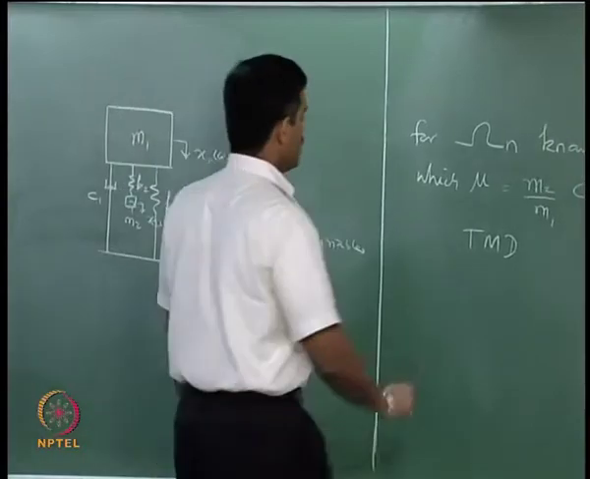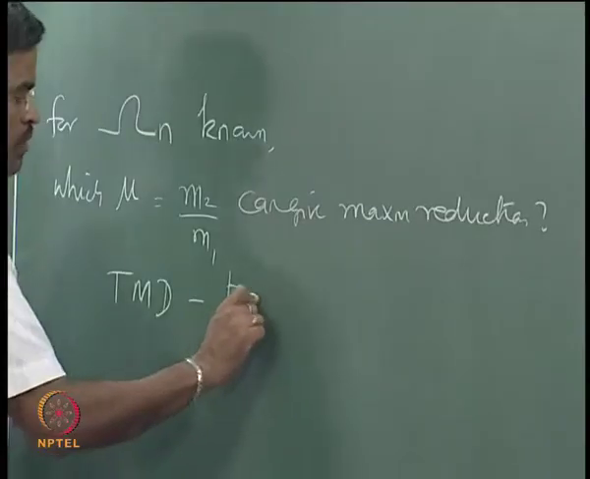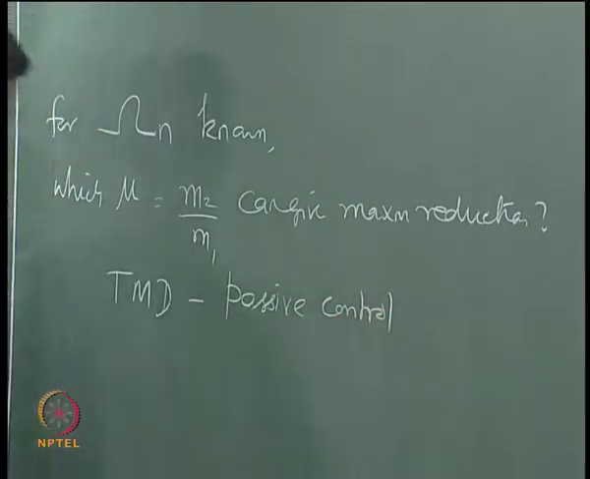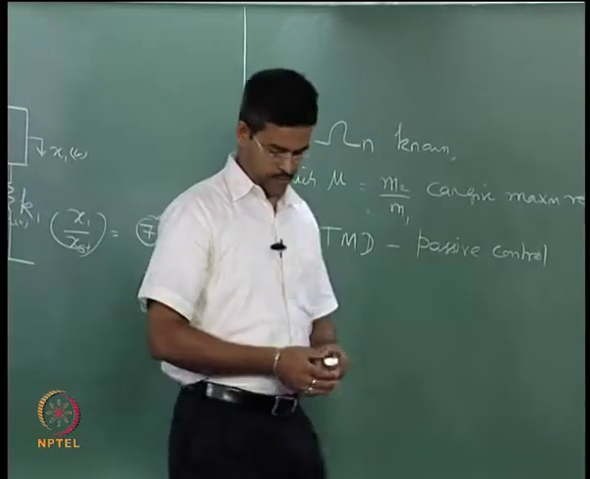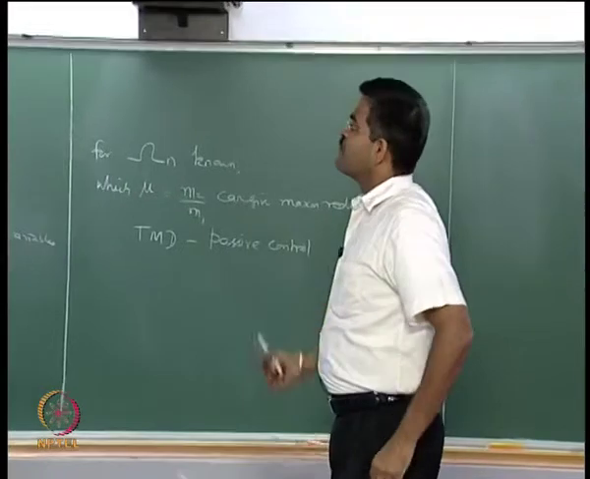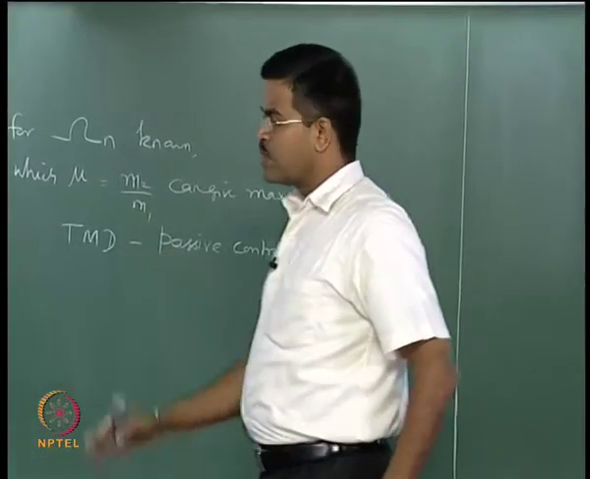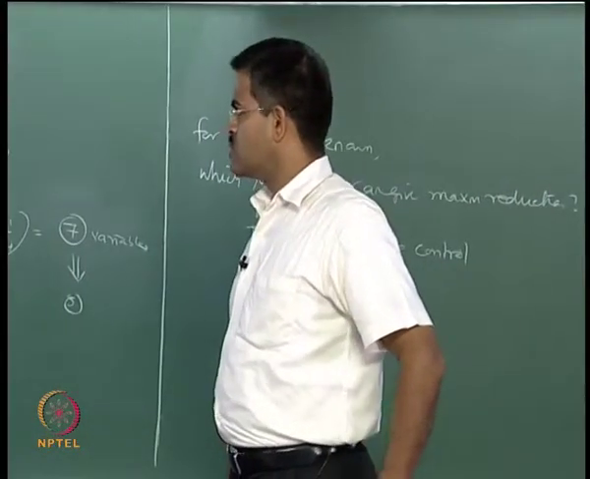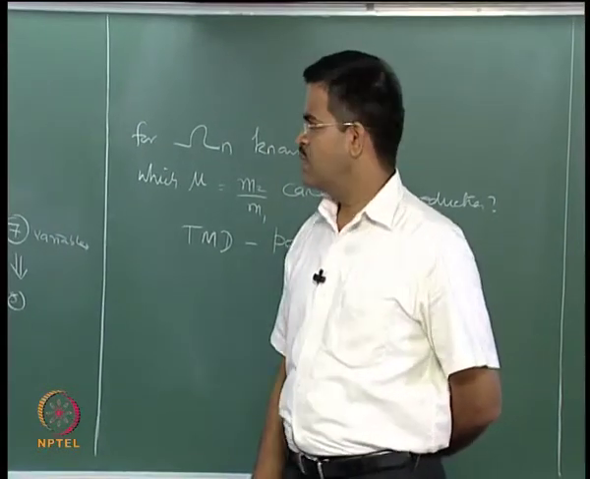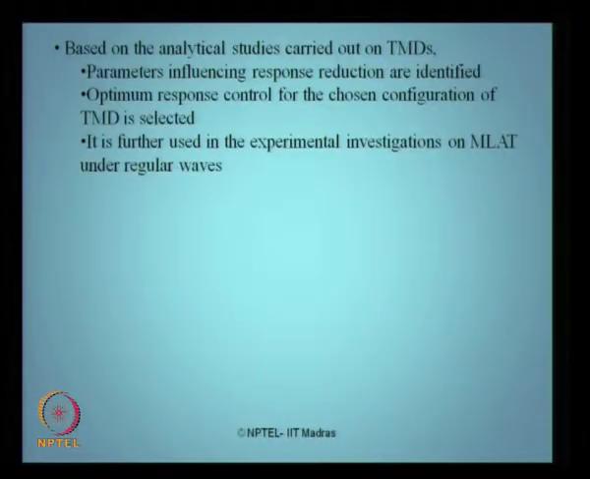This is one of the practical techniques of passive control of structures, which is generally used for land based structures. This is now first attempted in case of offshore structures. So, based on the analytical studies carried out, we found out the different parameters affecting and tried to find out the optimum response control for the chosen configuration. Then we verified this for different ratios and confirmed it from experimental investigation.